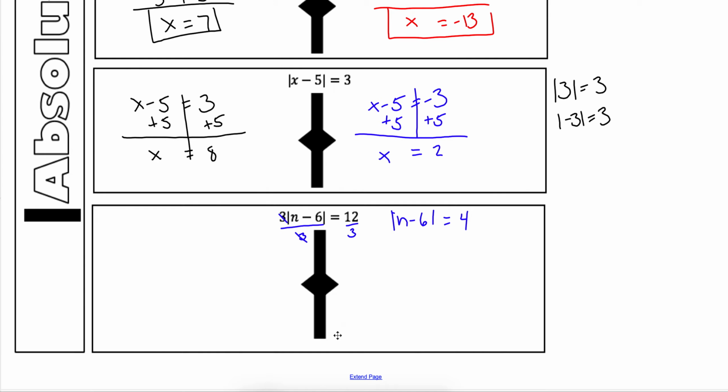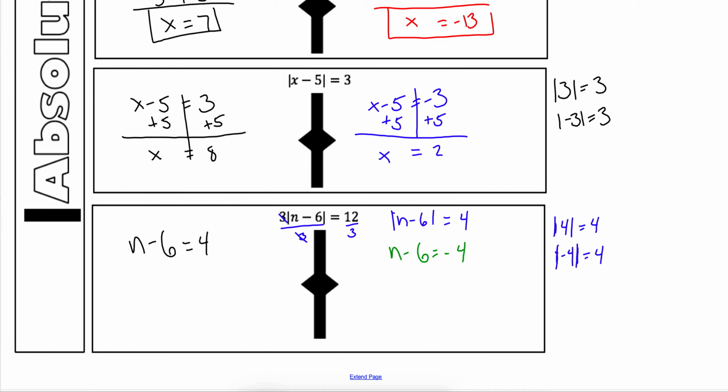Not too bad. So we need to figure out that n minus 6 has to be either 4 or negative 4, because the absolute value of 4 is 4, and the absolute value of negative 4 is also 4. So let's try to solve that. n minus 6 has to equal 4, and n minus 6 has to equal negative 4. With both of those, we will figure out what our value of n will be.